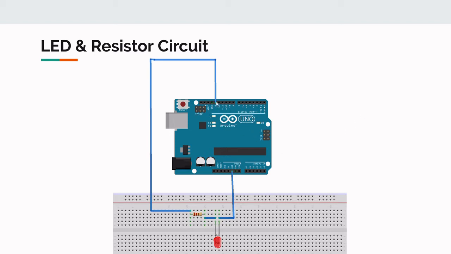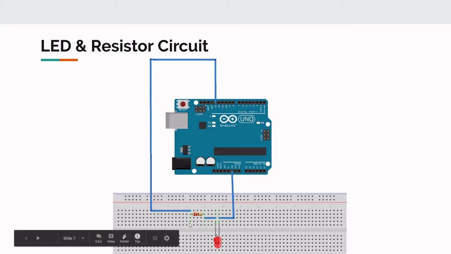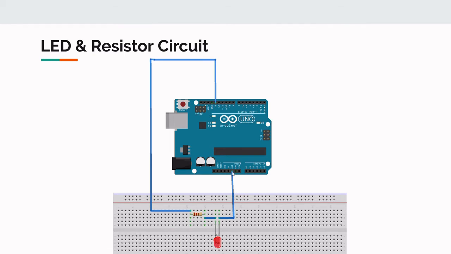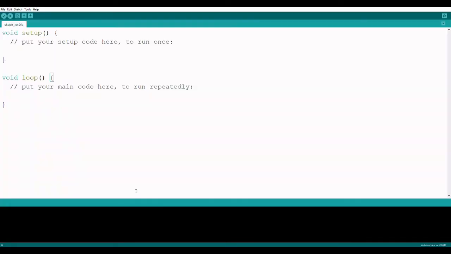So in this case, I'm going to follow through with where the current runs through. It starts at pin 13, and power is provided by the Arduino to this wire. First it goes through the resistor, and then it goes to the LED, goes through the anode, and comes out the cathode, and back into the ground. This completes the circuit.